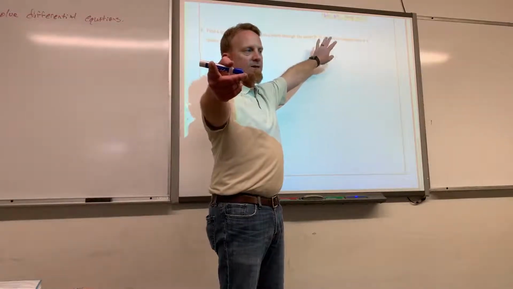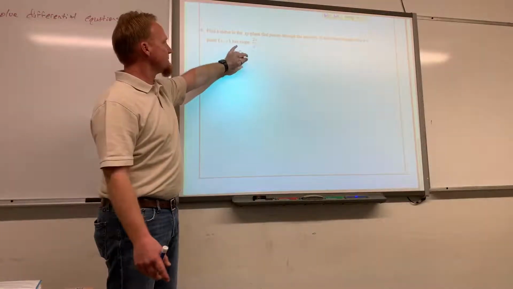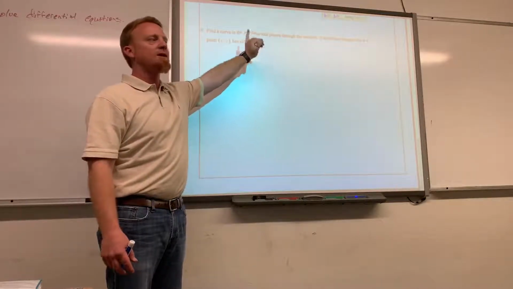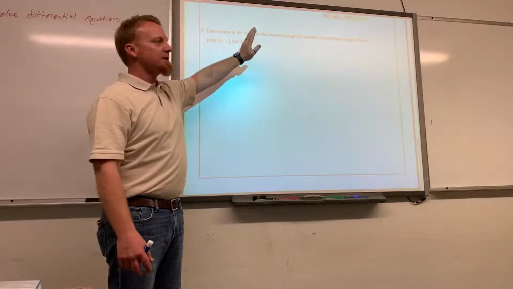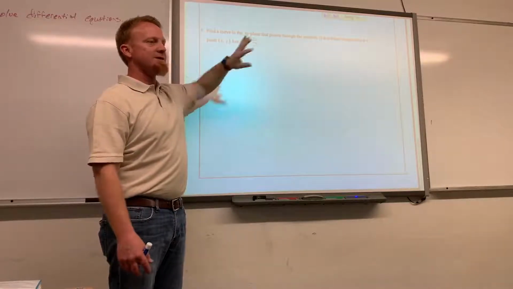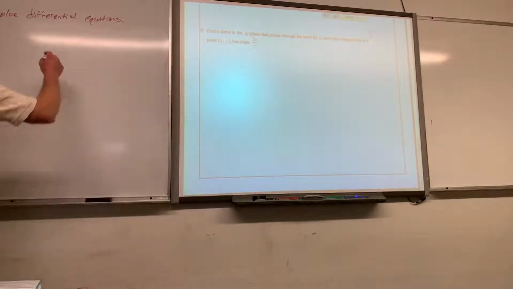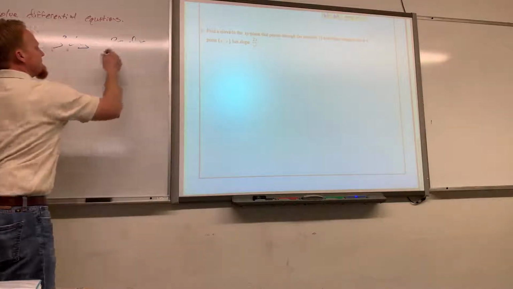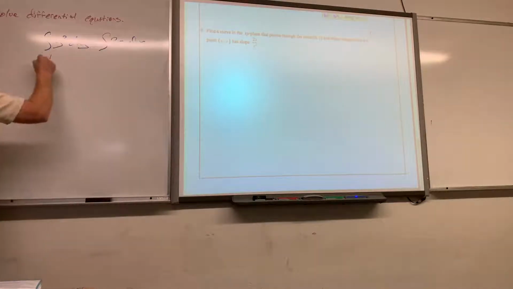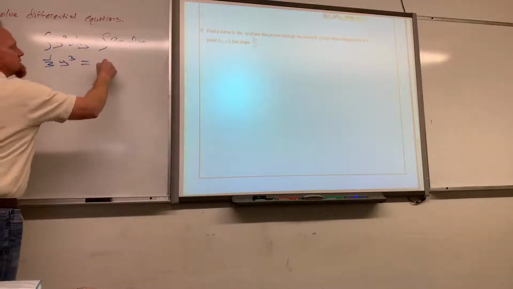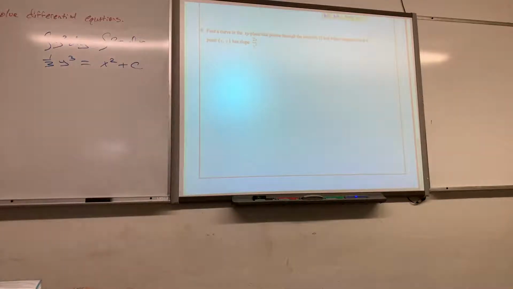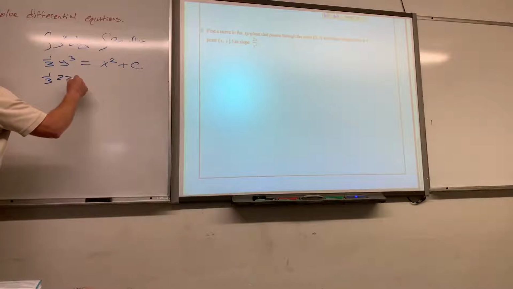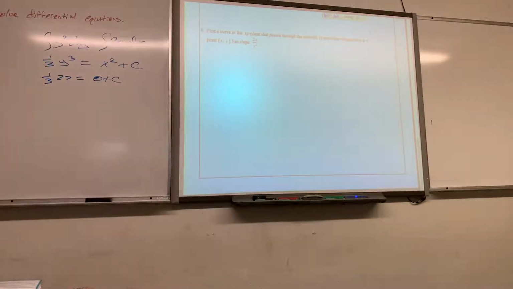Y of 0 equals 3. Very good. Second question is, what are they giving me when they say it has a slope of 2x over y squared? That's my derivative. So this problem is exactly the same as all the other problems. So I'm going to get y squared dy equals 2x dx. So I'm going to get 1/3 y cubed equals x squared plus c. Plug in 0 and 3. So 1/3 times 27 equals 0 plus c. So that means c is 9.